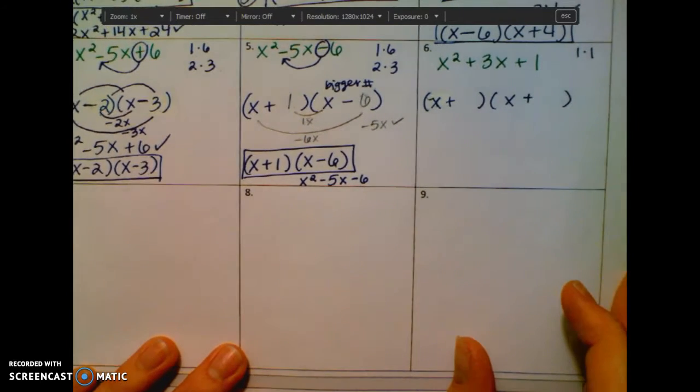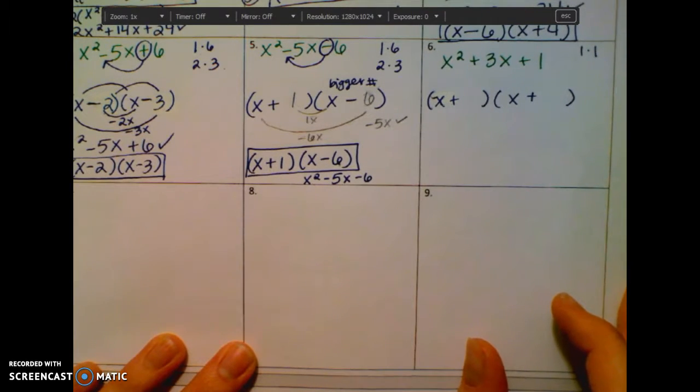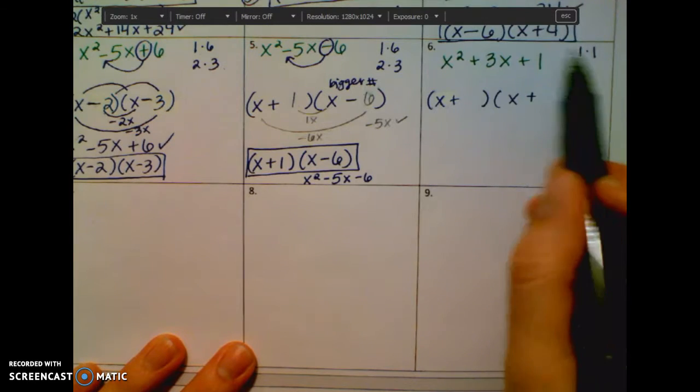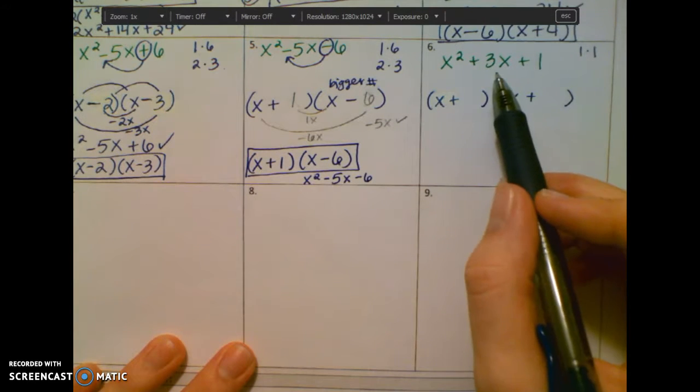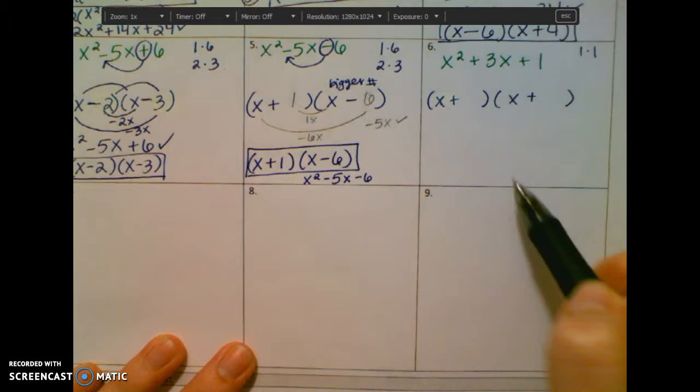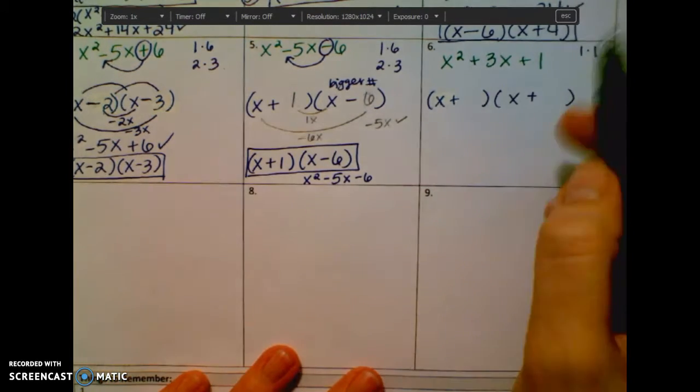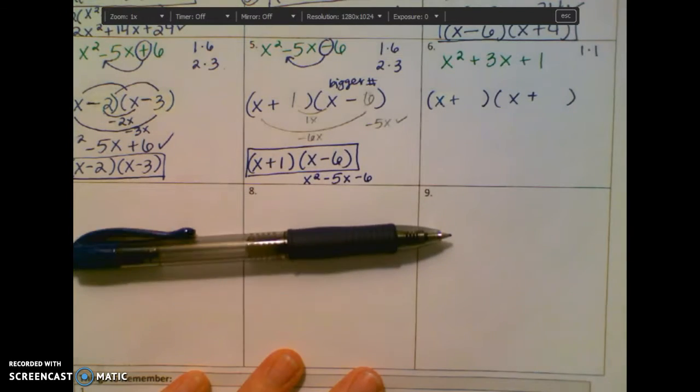Now on number 6, you may be a little frustrated or confused, and you may be thinking, with these factors 1 and 1, there is no way we can ever get 3x. And you're right. So if you didn't come up with an answer with this one, you're actually right. This one's a tricky one. So let's look at why we can't have an answer and what that means.